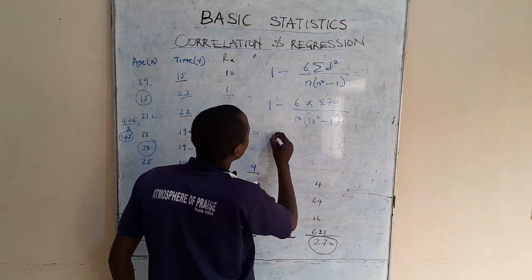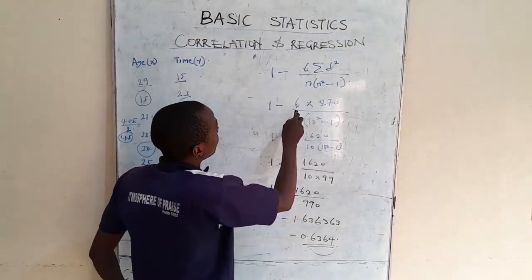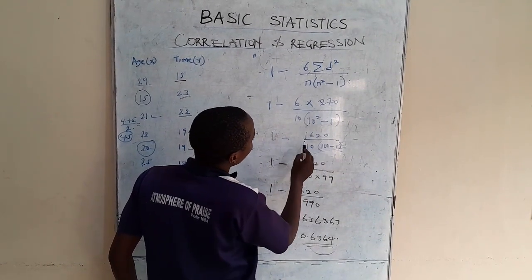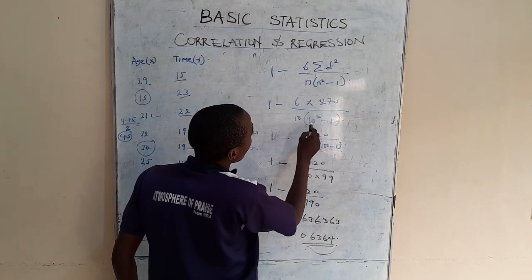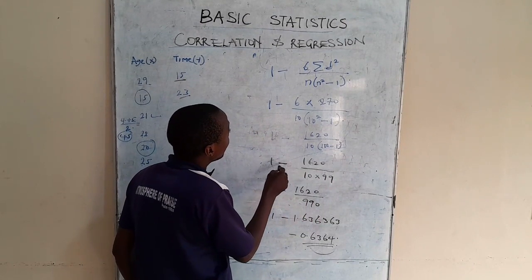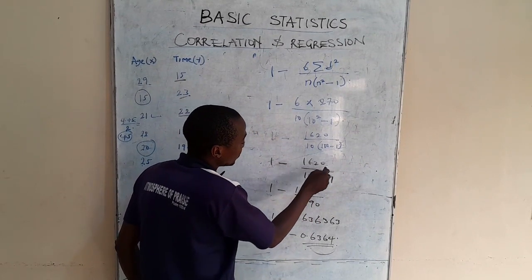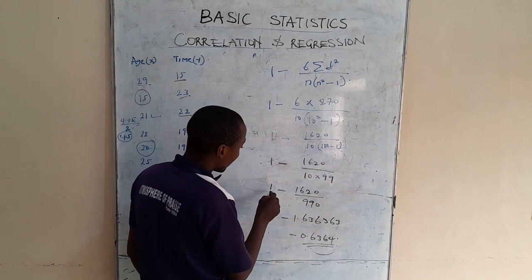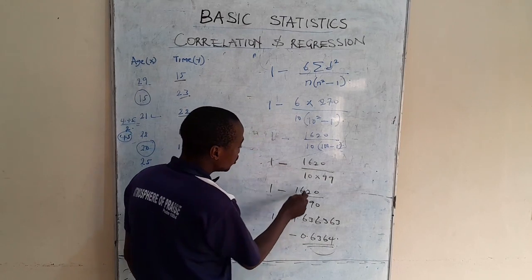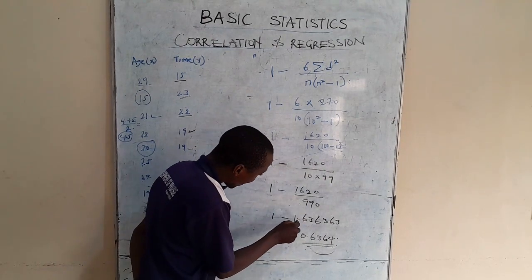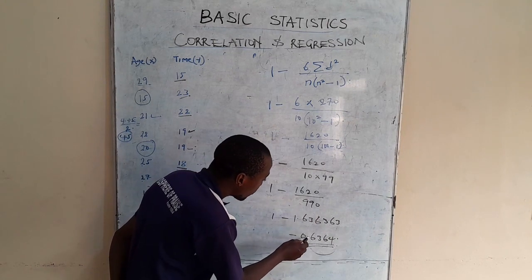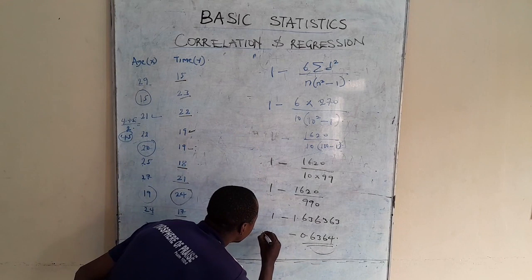So from here now, if we multiply 6 by 270, we're going to have 1,620. Now divided by 10 into 10 squared, which is 100, minus 1. So we have 1 minus 1,620 divided by 10 times 99. So we have 1 minus 1,620 divided by 990. So by the time you do the division, we're going to have 1 minus 1.636363. So by the time you subtract, we're going to have minus 0.6364, which is our R.